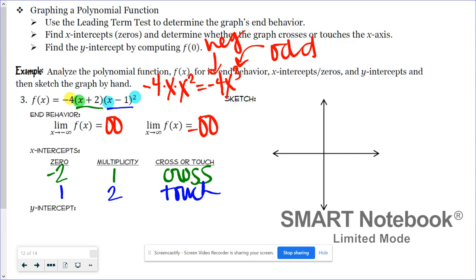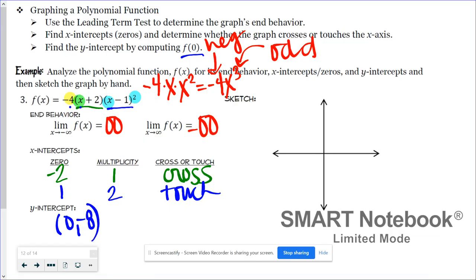For the y-intercept, I'm going to calculate off of 0. So in my calculator, I will type negative 4, and then in parentheses 0 plus 2, and then in parentheses 0 minus 1 squared. Okay, so when x is 0, I get negative 8.